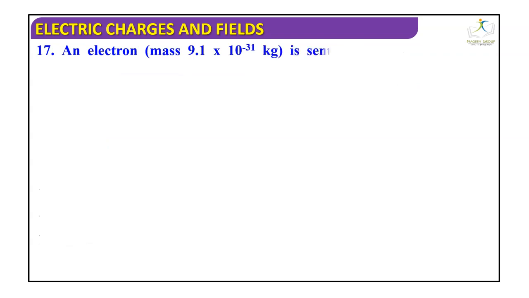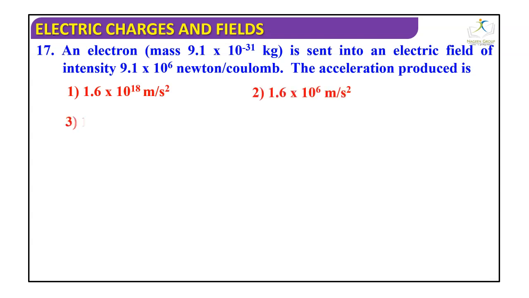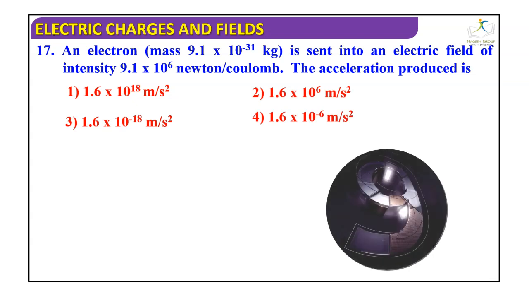Moving ahead with the next question: an electron of given mass is sent into an electric field of intensity 9.1 times 10 to the power 6 Newton per Coulomb. The acceleration produced is, we have options. Try to solve this problem.